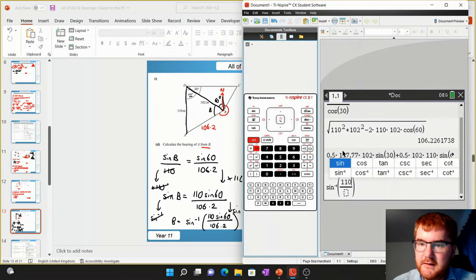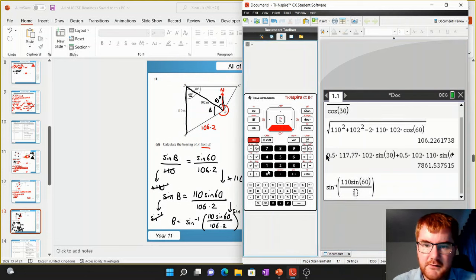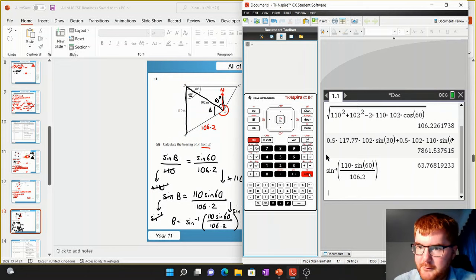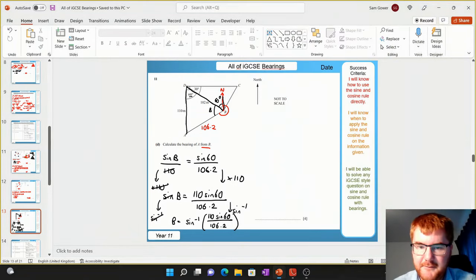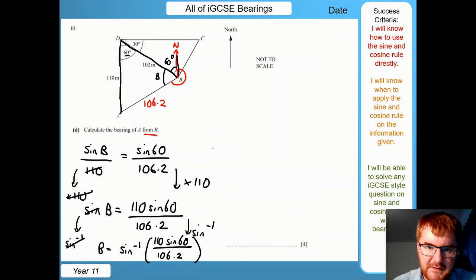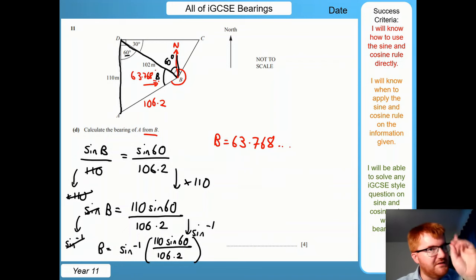So we get 110 sine 60 over 106.2. Again, you could take more decimals here to make this a bit more reliable. That gives us 63.768, so let's pop that over. So that means B is equal to 63.768... So let's pop that in for our angle. We'll be using the unrounded version for this question. Always double check these things.